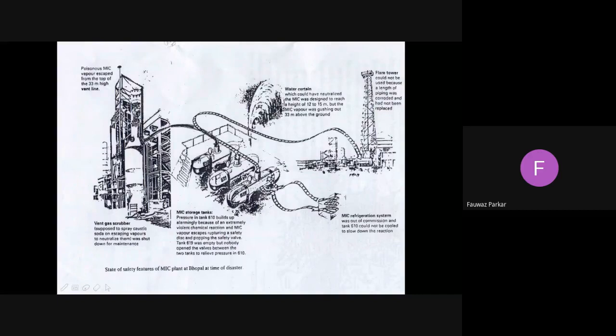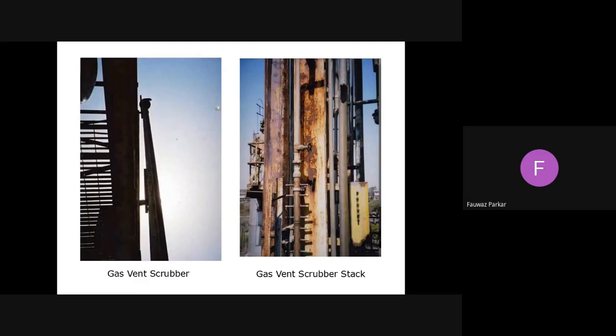What happened as a result? The gas just went out, the methyl isocyanate just blew out of the tank under pressure. You will see in the videos, you will be able to comprehend what we are discussing right now. It was immediately sprayed into the atmosphere of Bhopal, which was very densely populated, in the heart of the city. It spread and all people within 2 to 3 kilometers of that area were affected.